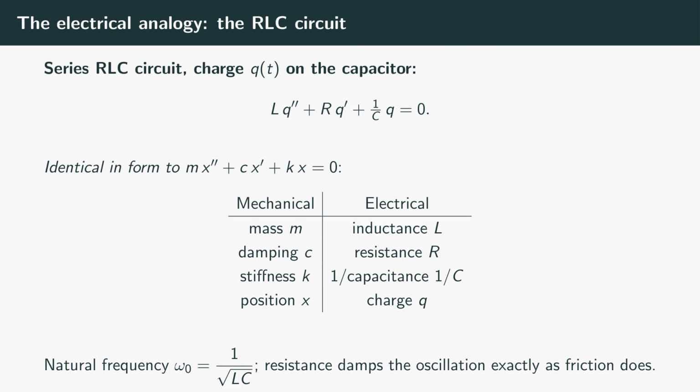It dissipates energy as heat the way friction does. And 1 over the capacitance plays the role of spring stiffness. The natural frequency is 1 over the square root of LC, so everything we just learned, natural frequency, underdamped ringing, critical damping, applies word for word to circuits. 2 subjects, 1 equation.